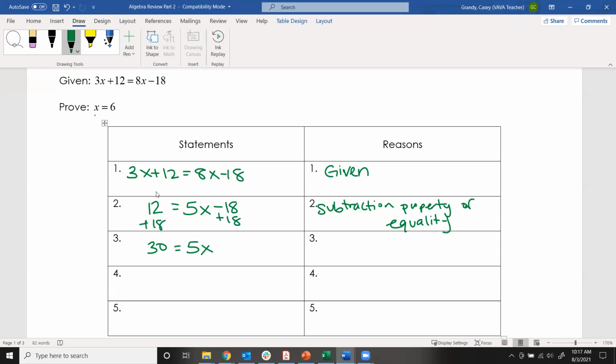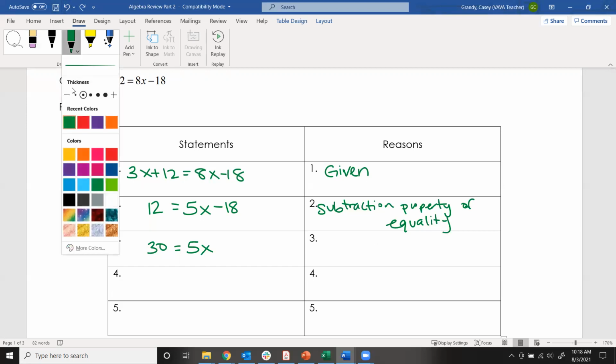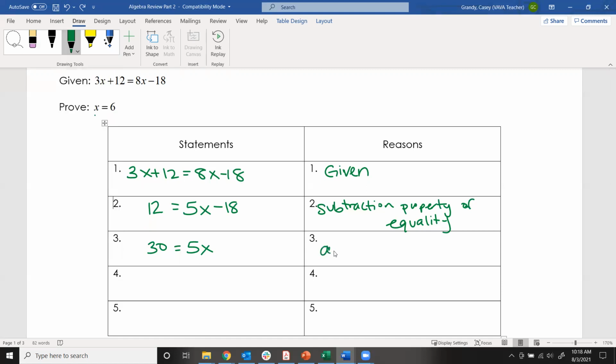But again, you don't want to do that little step there. It just makes your proof look super messy. So you won't see that step in the proof, even though that's what we did. I added 18 to both sides, so that's the addition property of equality.